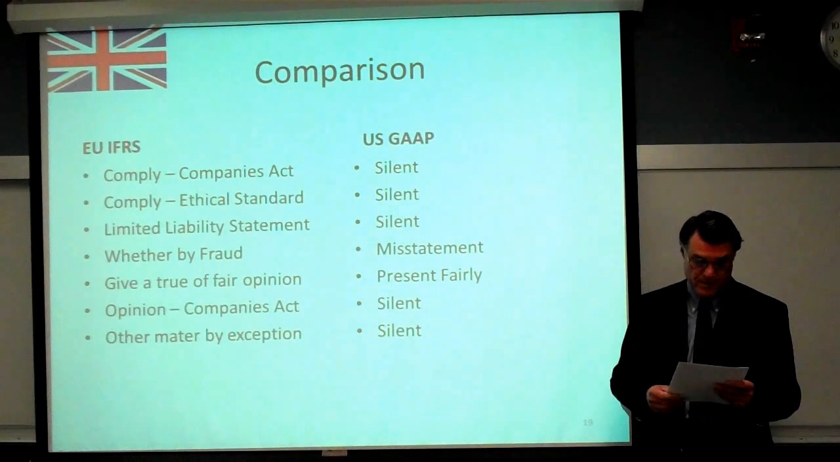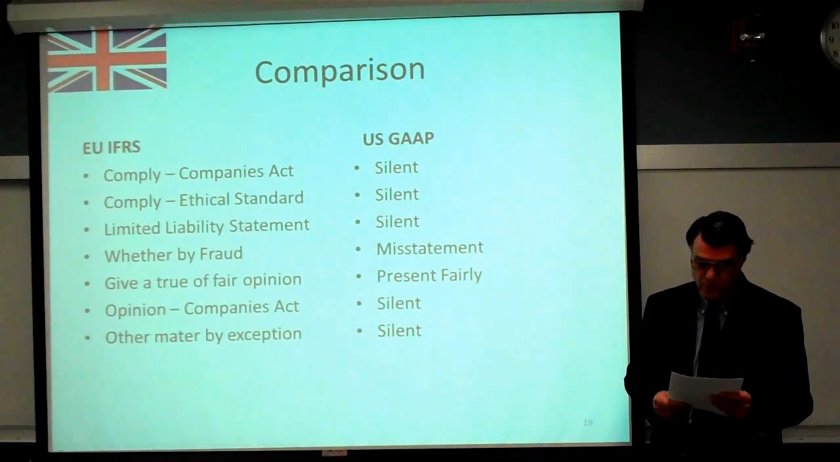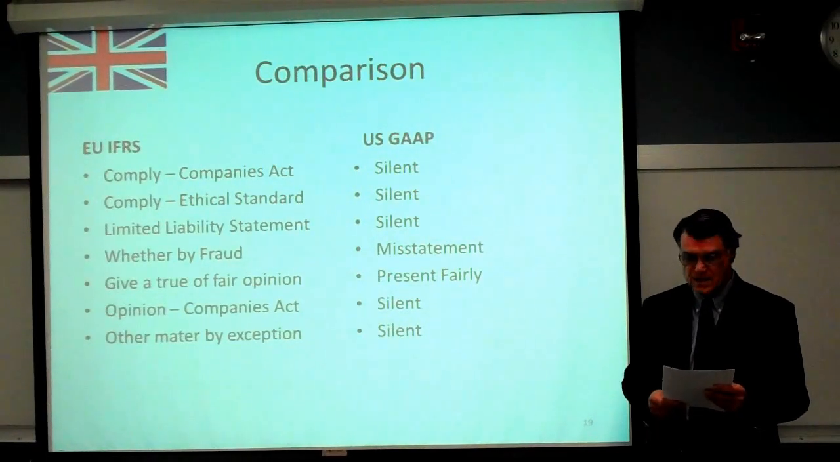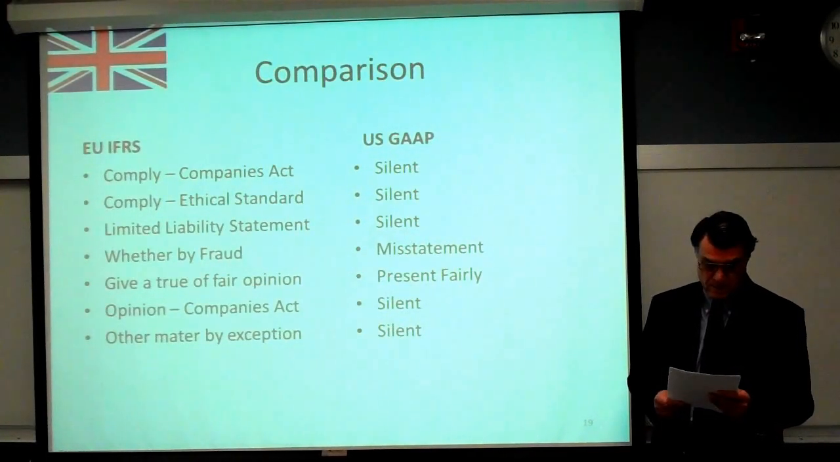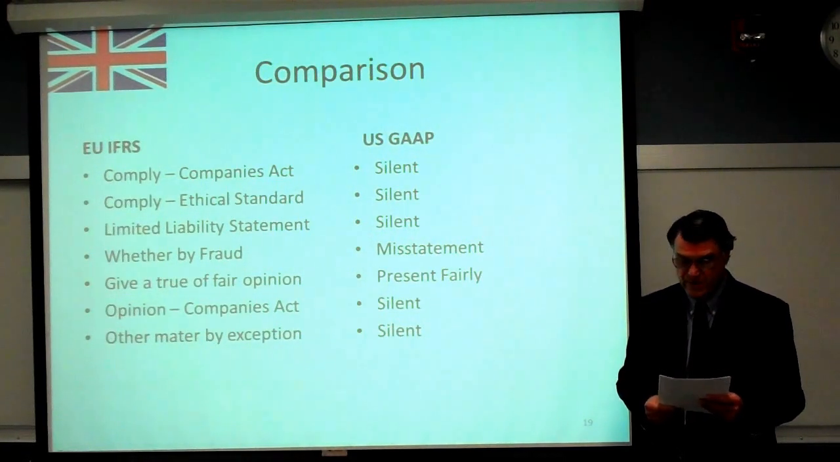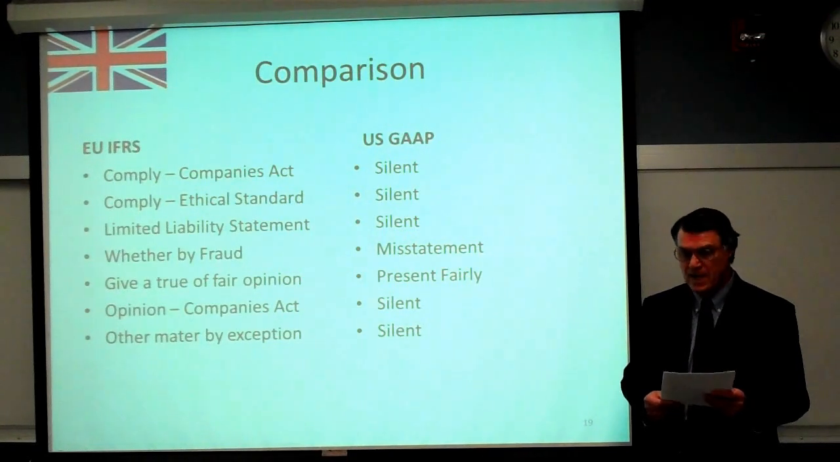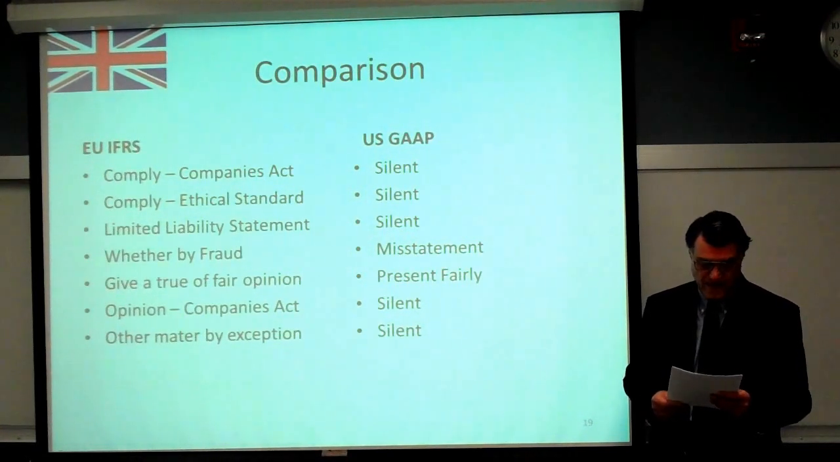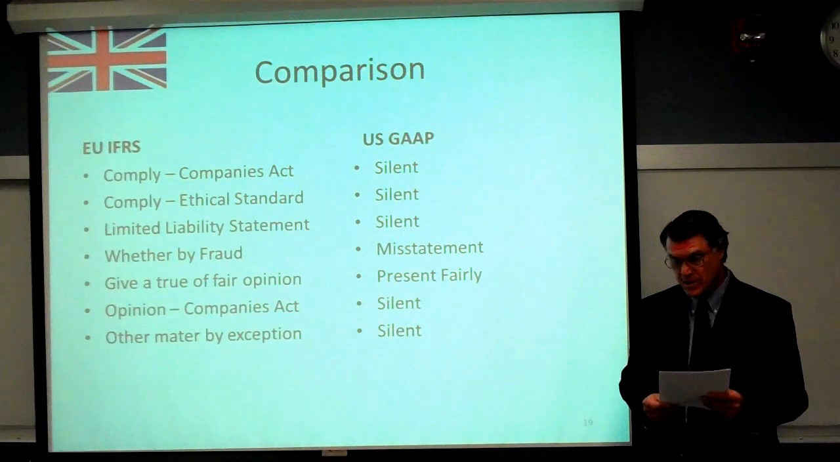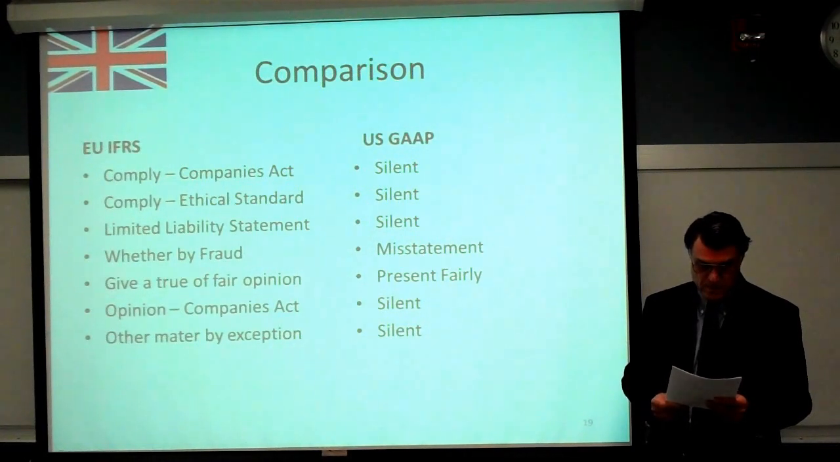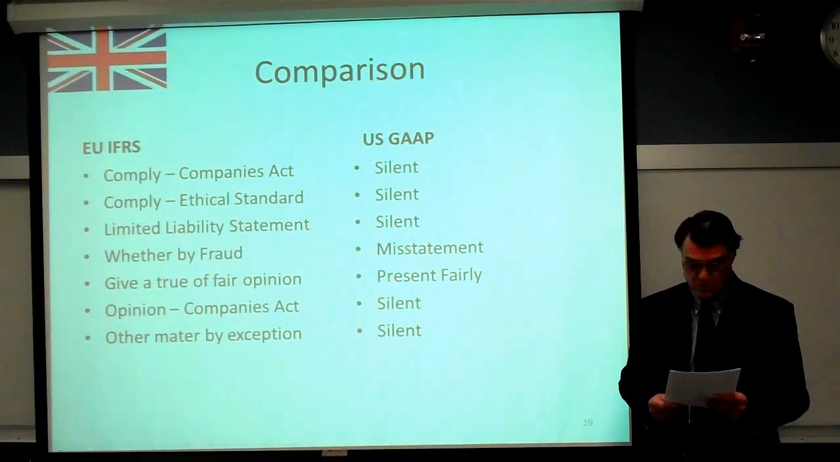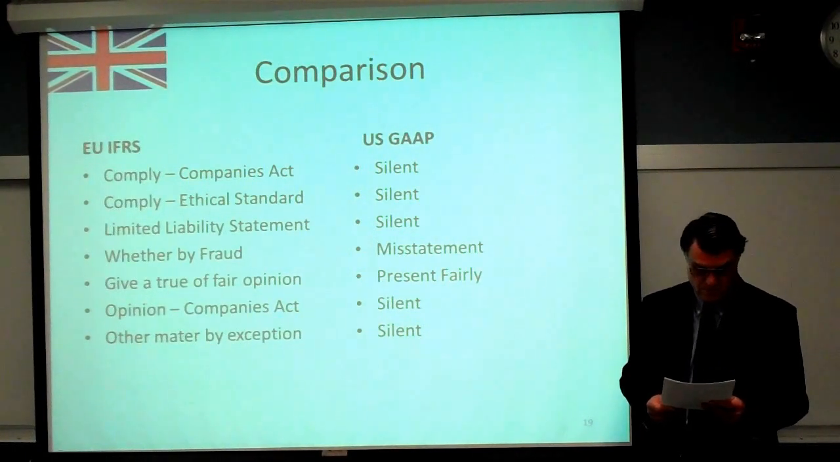So to summarize, the differences. The UK audit report is only addressed to shareholders. The accounting principles are IFRS as adopted by the European Union. The statements must comply with provisions of the Companies Act 2006. The auditors must acknowledge compliance with the Accounting Practices Board ethical standards for auditors. The auditors can disclaim responsibility to parties beyond the company and shareholders to limit their liability. The scope paragraph adds the phrase, whether caused by fraud or error.